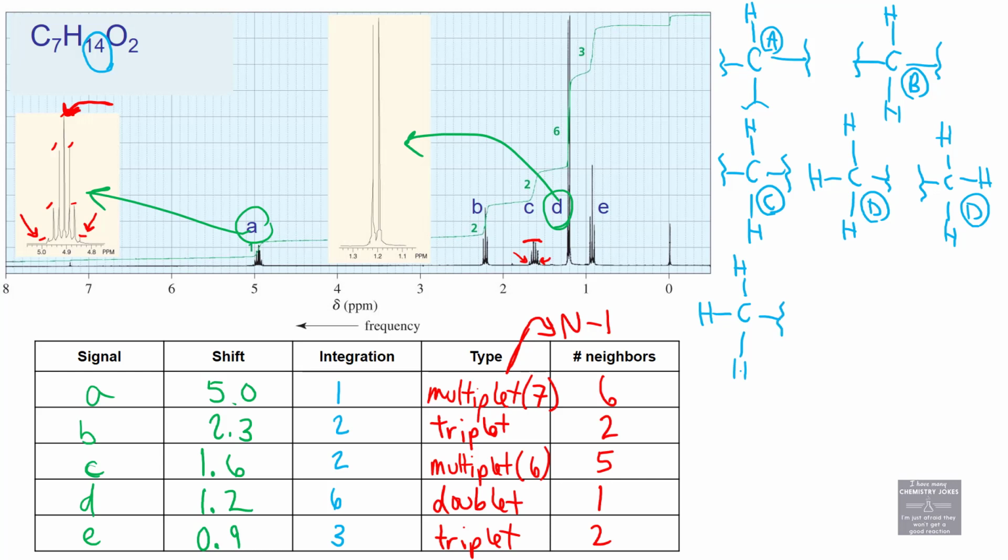Okay, then I go back and check my formula. My formula has 7 carbons. I've only represented 6 so far. My formula has 14 hydrogens. Yep, I've got all 14. And my formula has 2 oxygens. So I'm missing a carbon and 2 oxygens.